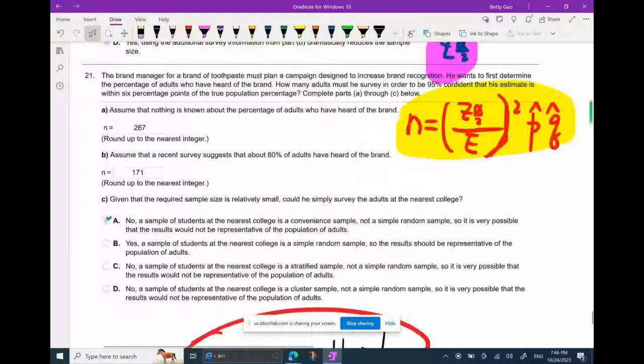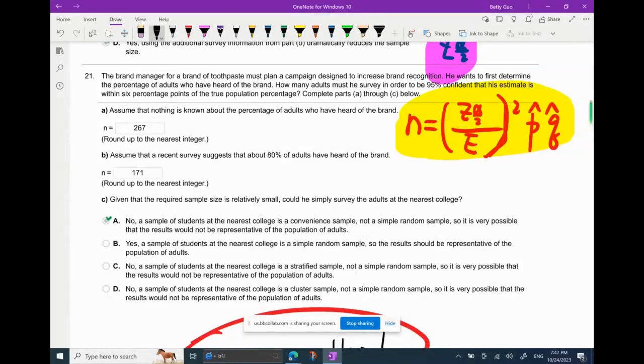The brand manager for a brand of toothpaste must plan a campaign designed to increase brand recognition. He wants to first determine the percentage of adults. How many adults must be surveyed in order to be 95% confident that his estimate is within 6% of the true population percentage? It's a very practical and reasonable question.